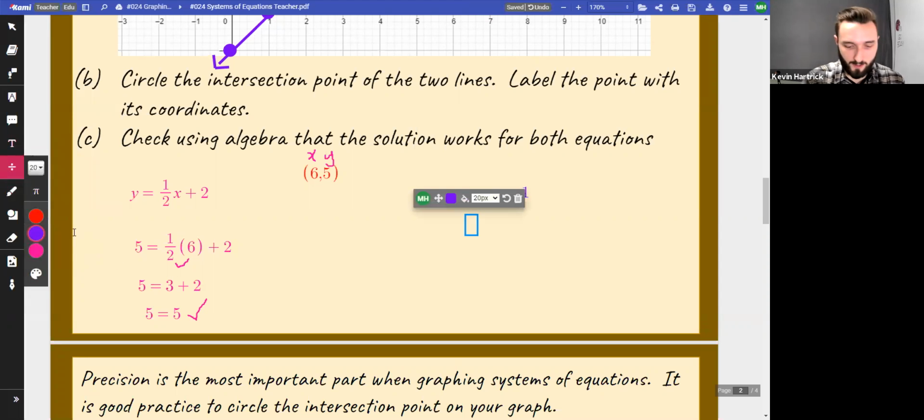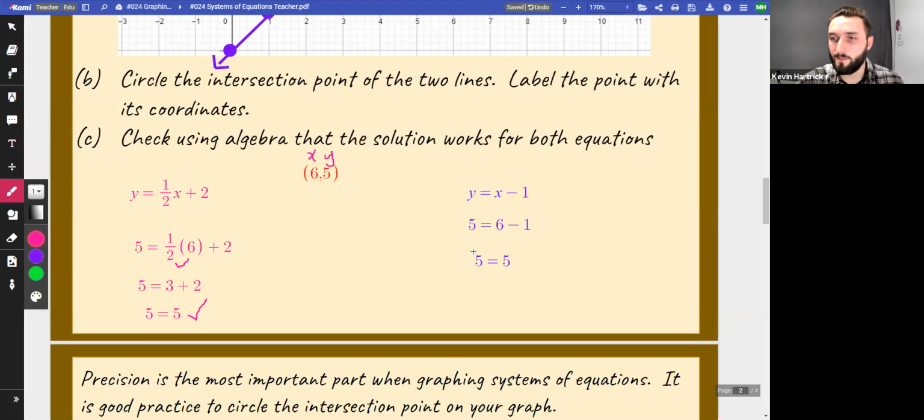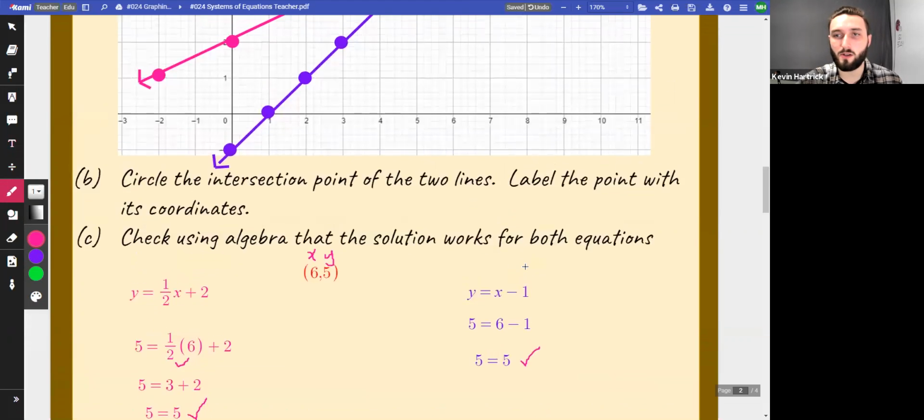So let's come over here. We're going to do our substitution again. So 5 equals, and this one's easy, 6 minus 1. Well, we know that 6 minus 1 is 5, right? So this one checks out. We only had to do one step. So we have found that this is the solution, and we've checked it to make sure it was correct.